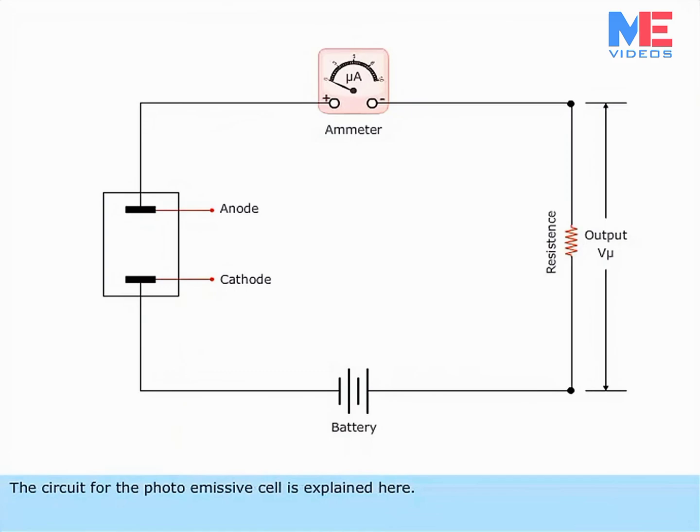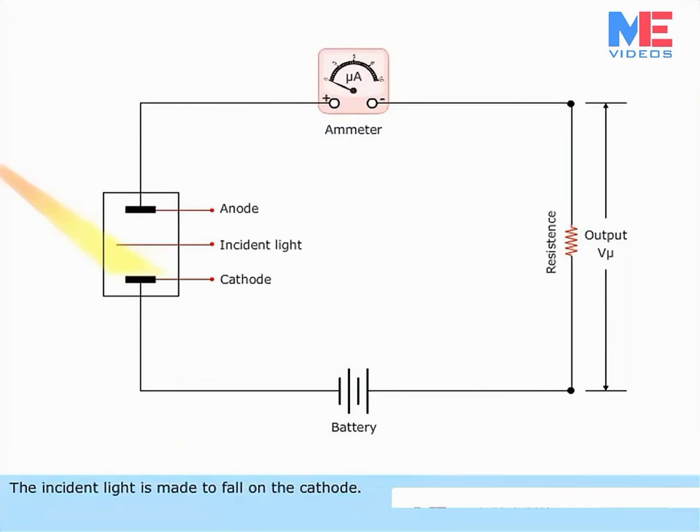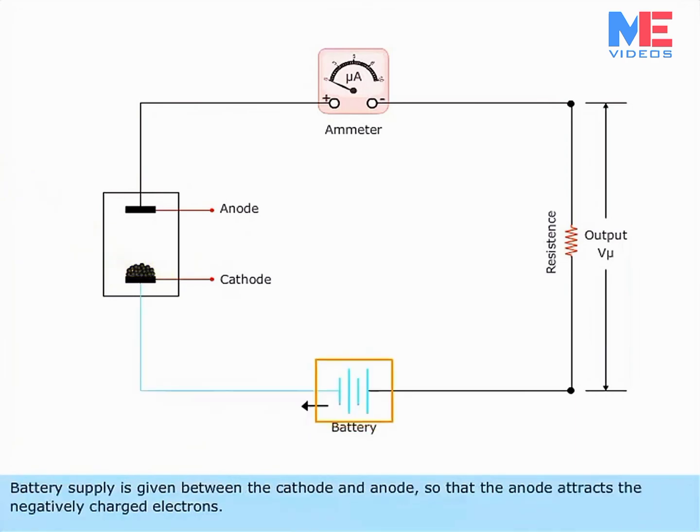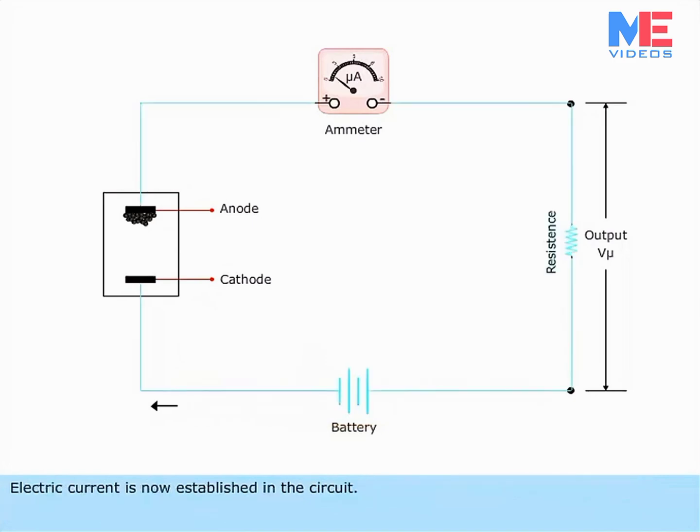The circuit for the photoemissive cell is explained here. The incident light is made to fall on the cathode. The cathode emits electrons as soon as the light radiations fall on it. Battery supply is given between the cathode and anode so that the anode attracts the negatively charged electrons. Electric current is now established in the circuit.